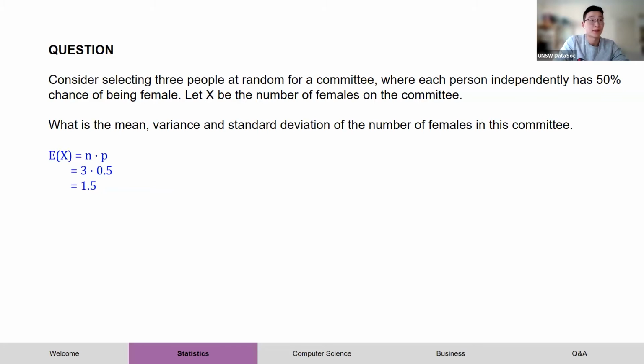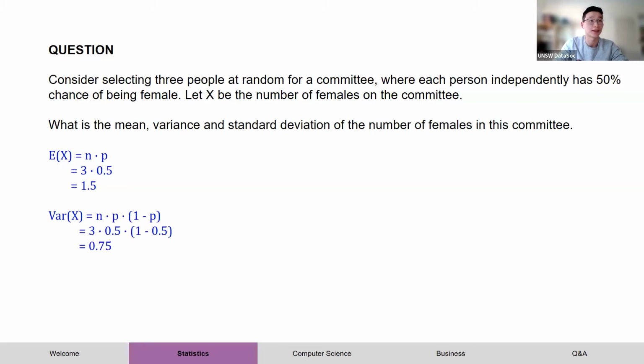Now, to find the mean first, we can use our formula for the mean, which is n, your number of trials, times p, your probability of success. In this case, we know that there are 3 people selected in total, so that's 3 as our number of trials. And we know that the probability of selecting a female is 0.5, so that's your probability of success. As such, substituting in your parameters gives you 1.5, and that's equal to your mean.